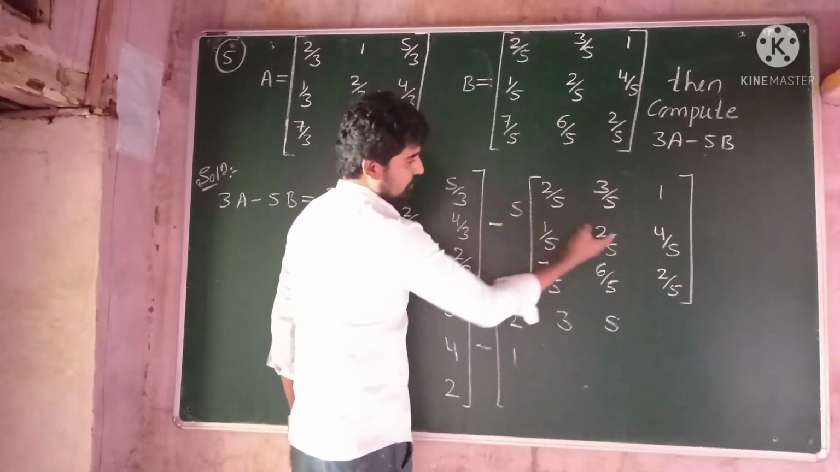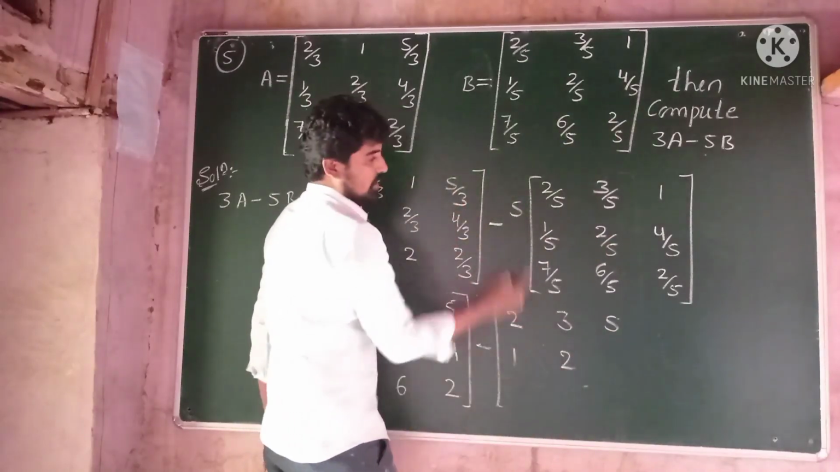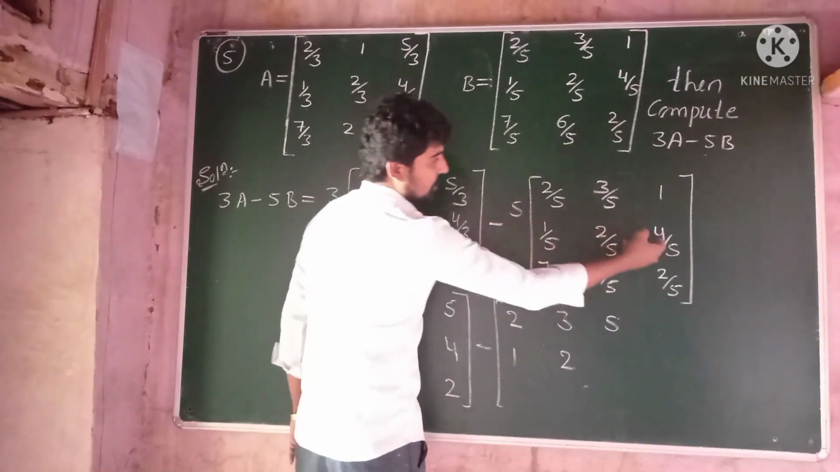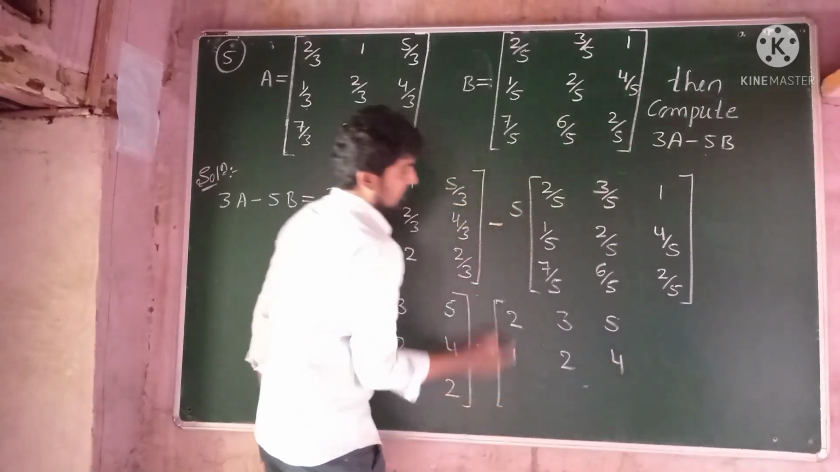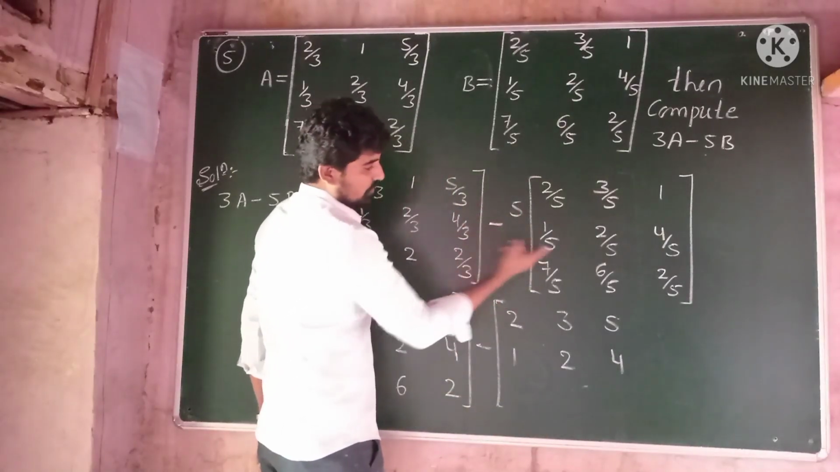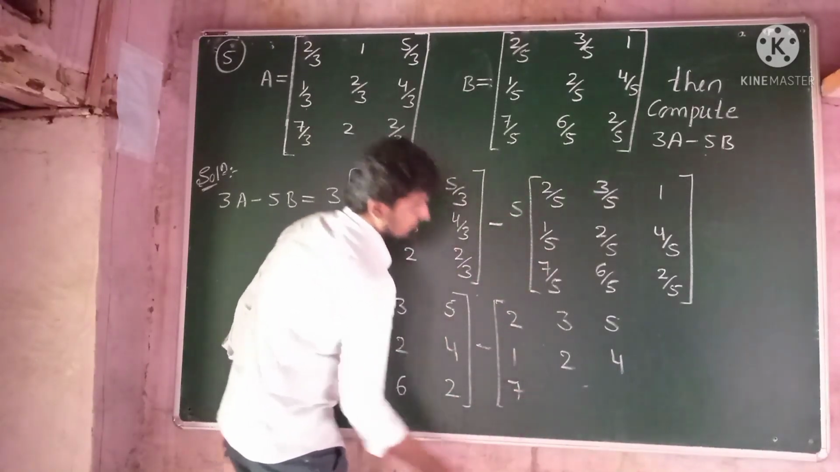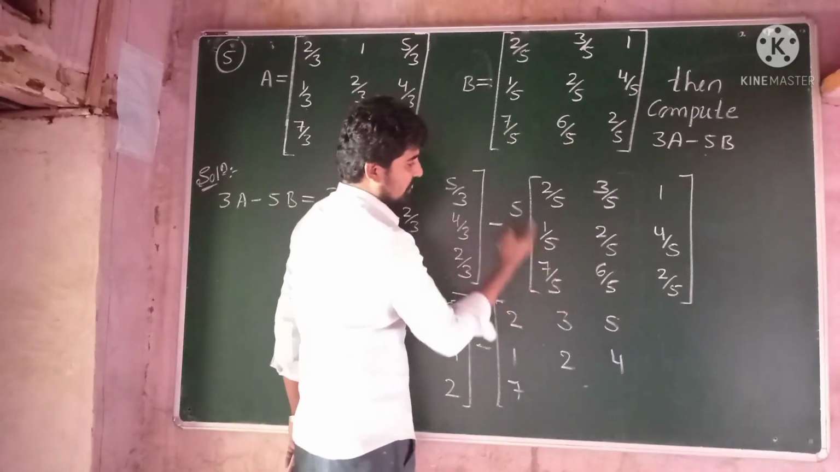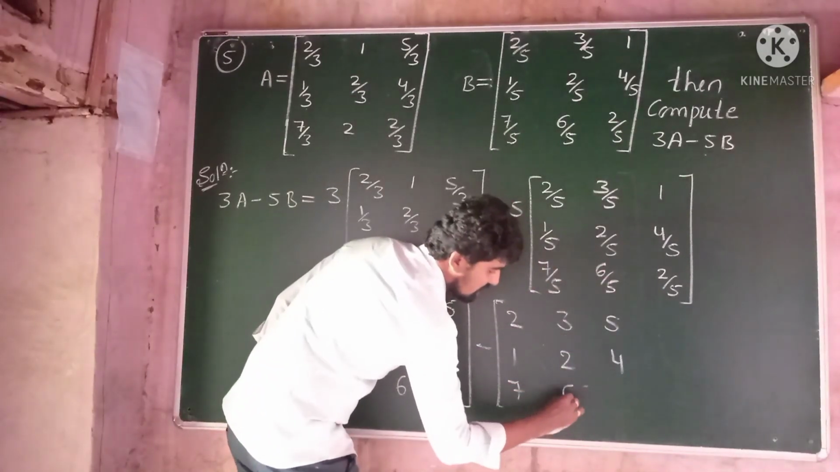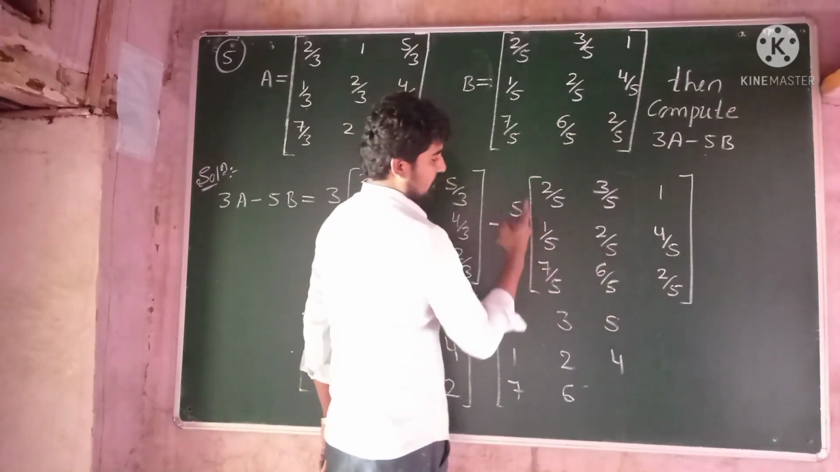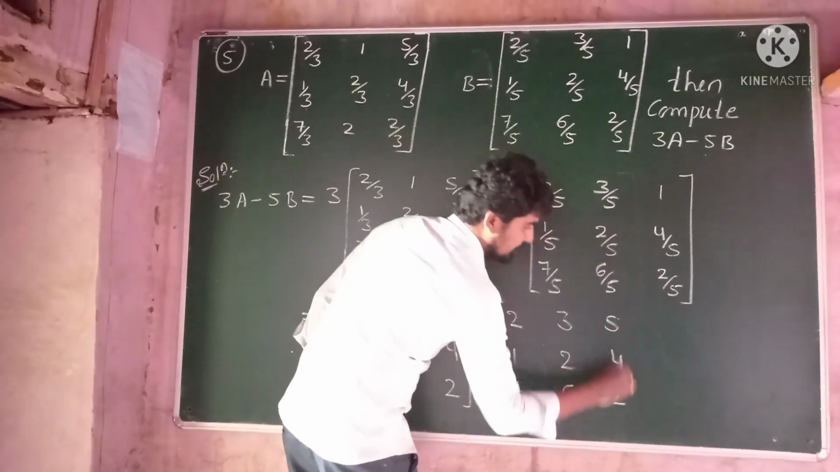5 into 2 by 5, 5 get cancelled, 2. 5 into 4 by 5, 5 get cancelled, 4. 5 into 7 by 5, 5 get cancelled, 7. 5 into 6 by 5, 5 get cancelled, 6. 5 into 2 by 5, 5 get cancelled, 2.